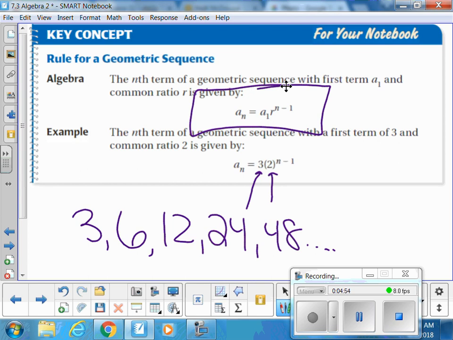I'll do it in my calculator real quick. 3 times 2 to the 50 minus 1. The 50th term would be 1.69 times 10 to the 15th, because these grow really fast. They grow exponentially. Okay. We good on the formula?